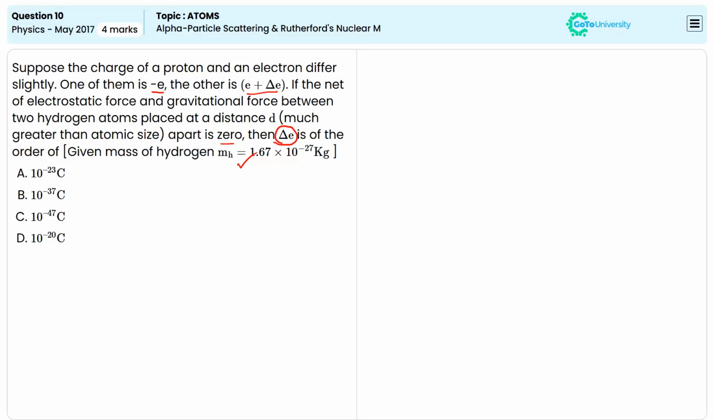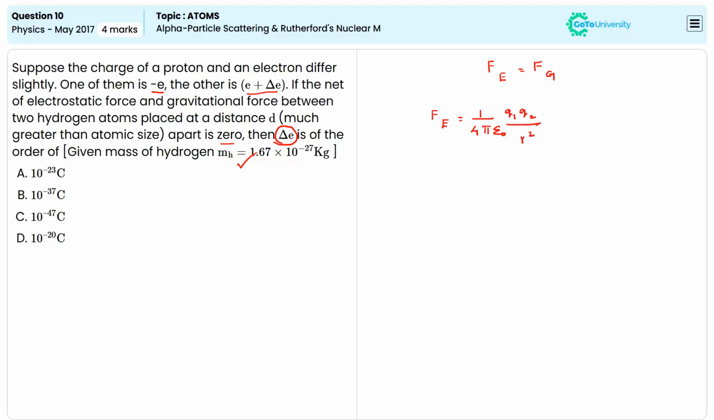So, for the forces to cancel each other, the electrostatic force must be equal and opposite to the gravitational force. So here we can write that the electrostatic force will be equal to the gravitational force. First, we have to calculate the equation for electrostatic force. The electrostatic force between two hydrogen atoms can be calculated using Coulomb's law, and its formula is nothing but 1 over 4 pi epsilon naught Q1 Q2 divided by r square.